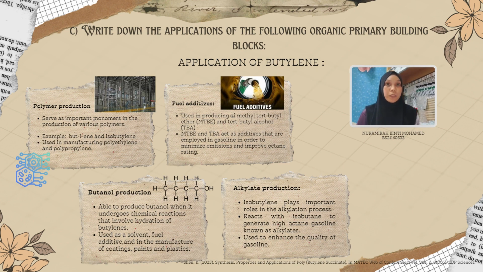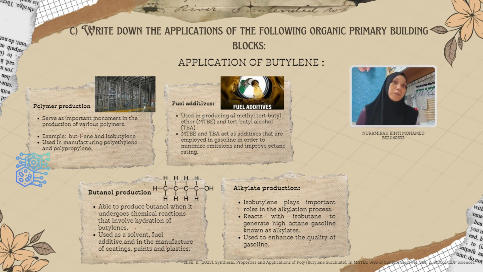For applications of butylene, it also plays important roles in polymer production, butanol production, fuel additive, and alkylate production. In polymer production, it serves as an important monomer in the production of various polymers, for example butene 1-ene and 2-butylene, which are used in manufacturing polyethylene and polypropylene. For butanol production, it is able to produce butanol when it undergoes a chemical reaction that involves hydration of butylene. These butanols are important for solvent, fuel additive, and in manufacturing and creating coating, paint, and plastic.